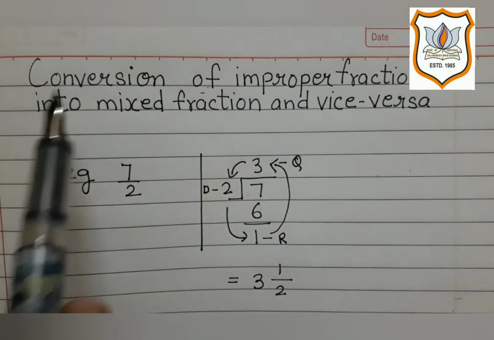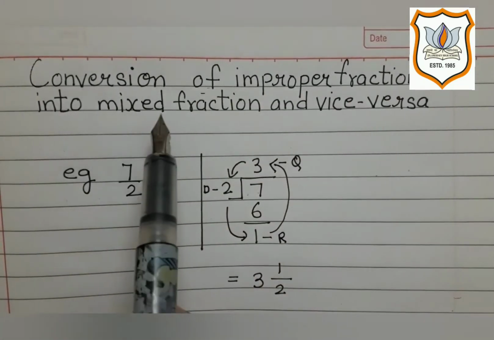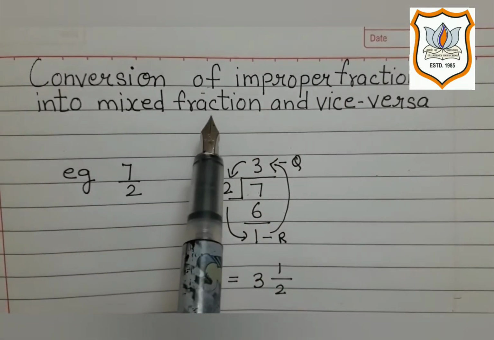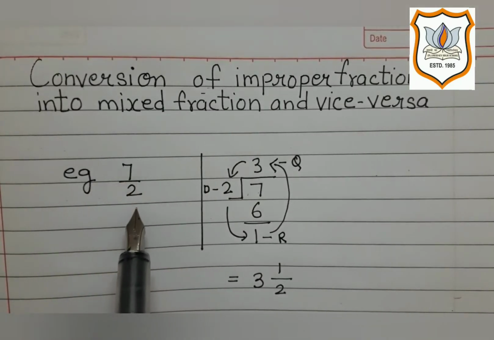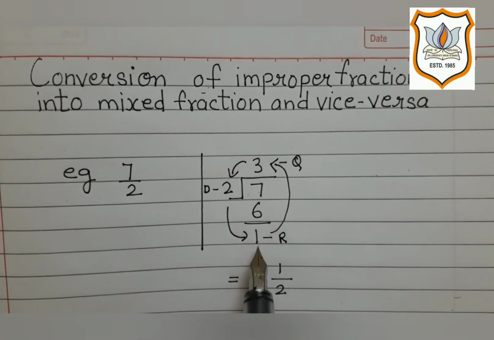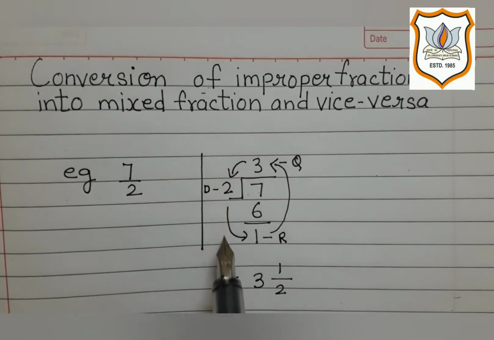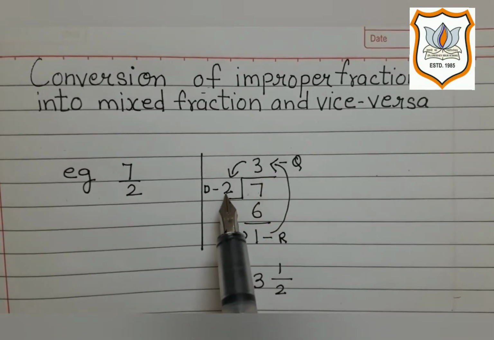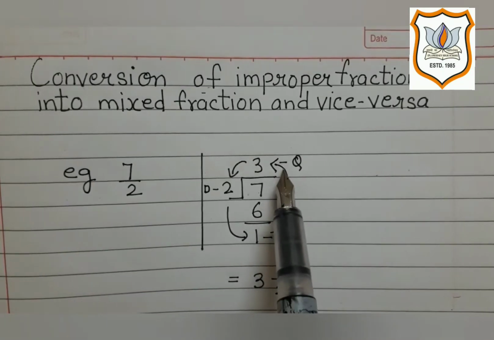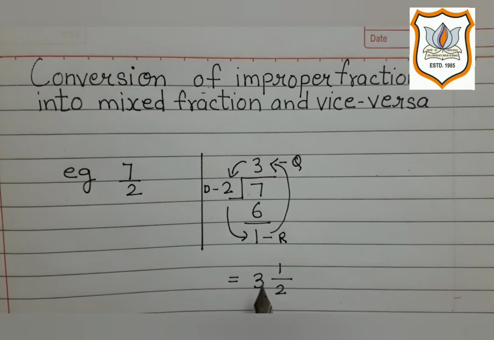Now our next topic is conversion of improper fraction into mixed fraction and vice versa. First we will convert improper fraction into mixed fraction. Example is 7 upon 2. We will divide this 7 by 2. 2 3s are 6. Remainder is 1. So 3 is quotient, 2 is divisor and 1 is remainder. Now these numbers will move in the anti-clockwise direction. This quotient will come in place of divisor, divisor will come in place of remainder and remainder will come in place of quotient. Now our mixed fraction will become 3 1 upon 2.